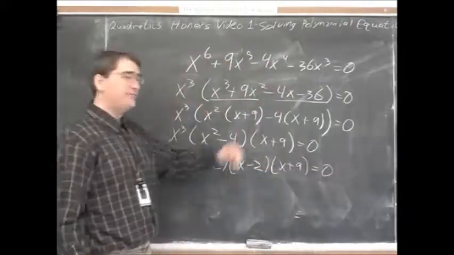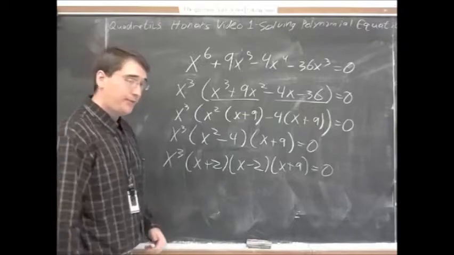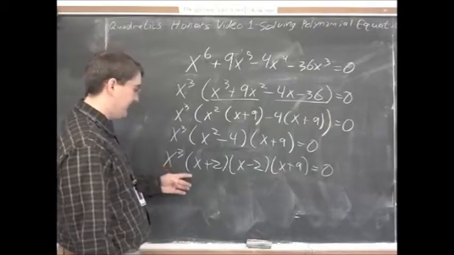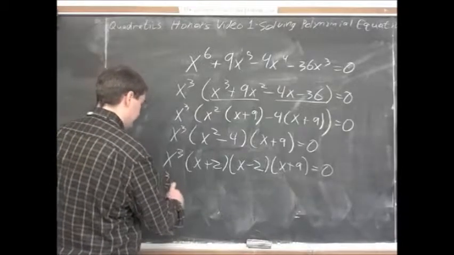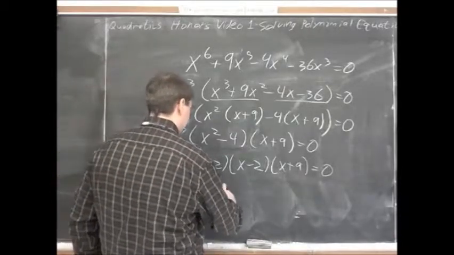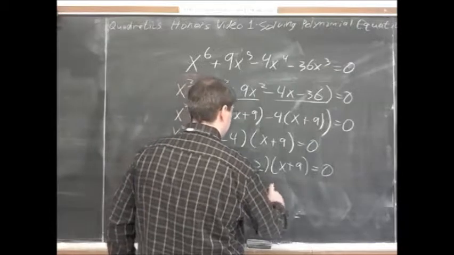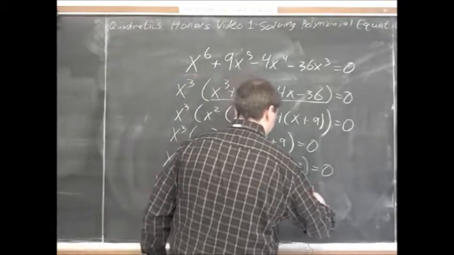And now we've factored it completely. And so now I have 3, or rather 4 factors that I can all individually set equal to 0. I can have that x cubed equals 0, I can have that x plus 2 equals 0, I can have that x minus 2 equals 0, and I can have that x plus 9 equals 0.